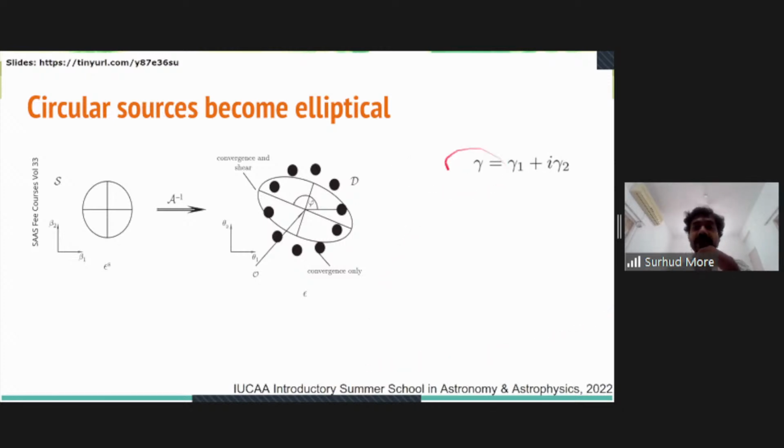So this quantity gamma, as we said, has two components, gamma 1 and gamma 2. So it becomes easy to express it as a complex number. Okay, there is nothing complex about it. The only reason why we are expressing it as a complex number is because there are two components to it, and we want to keep track of both these components. Okay, so this gamma can be written as gamma 1 plus i gamma 2. Okay?